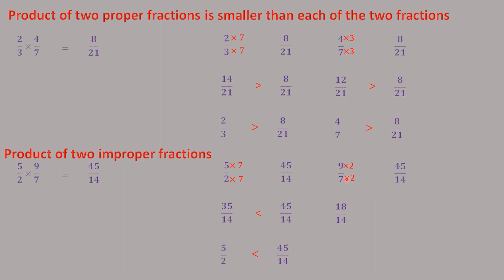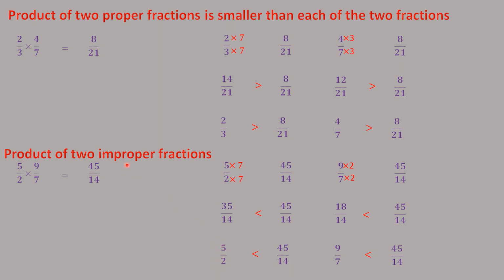Now compare another fraction, that is 9 by 7, with the answer, that is 45 by 14. For this you have to multiply by 2, and multiply that to the numerator also. So 9 2s are 18 by 14 and this is 45 by 14. Which is larger? 45 by 14 is larger than 18 by 14. 18 by 14 means 9 by 7 is smaller than 45 by 14.